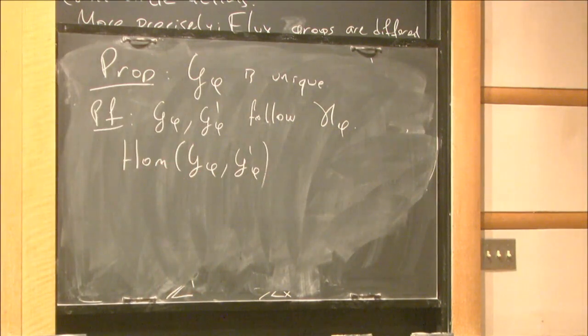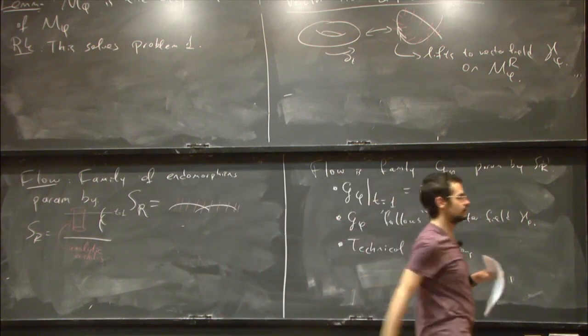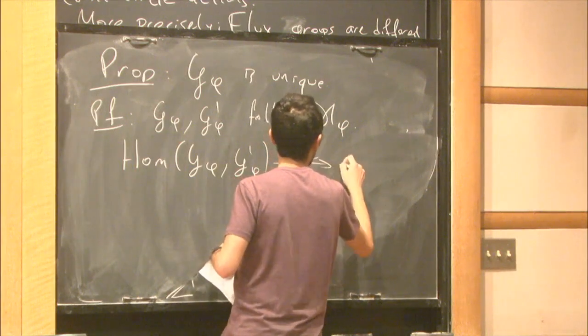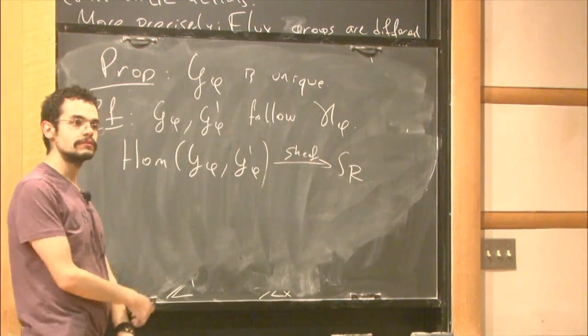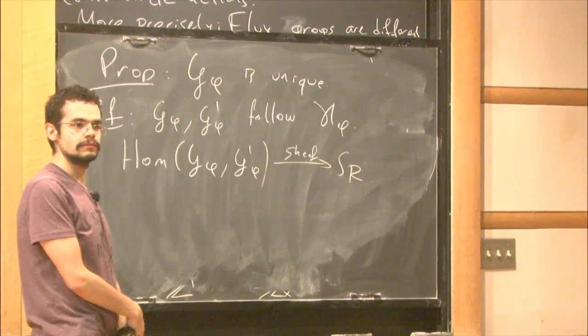What this means is, those are families of endomorphisms parameterized by SR, and Hom G phi prime is essentially the transformations from G phi to G phi prime at each fiber. So this is a sheaf over SR. I might have expected a flow to be parameterized by a group, but SR doesn't look so much like a group to me.